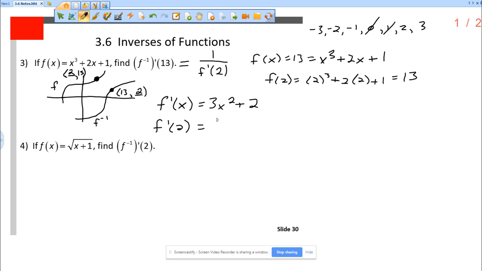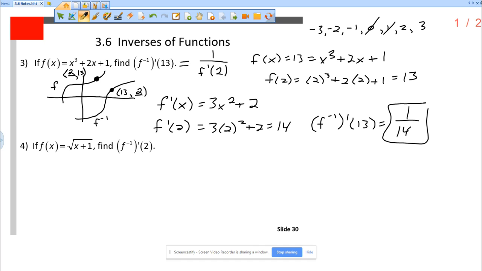So f prime of 2 is 3 times 2 squared plus 2. So 2 squared is 4. So 3 times 4 is 12 plus 2 is 14. And so that means that f inverse prime of 13 is equal to 1 over 14. So 1/14 is my answer. All right, so that's number 3.